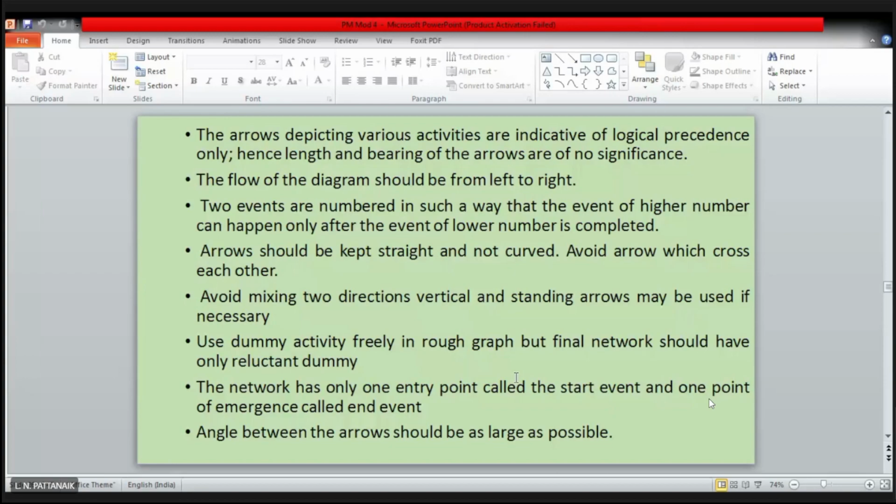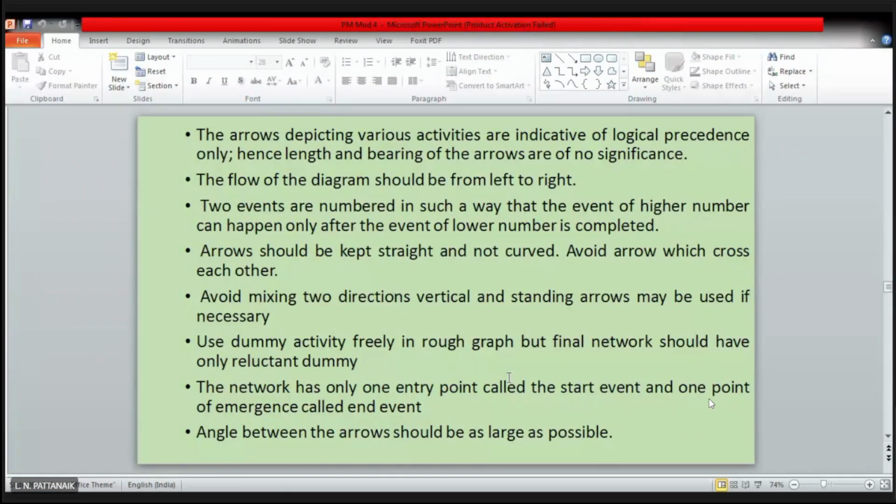But the length is not proportional to anything, neither to the time period or any other resources or importance, priority, nothing. So the length of the arrow has nothing to do with it. This is another rule. The purpose for which this arrow is used is just to represent the relationships, the precedence relationships.